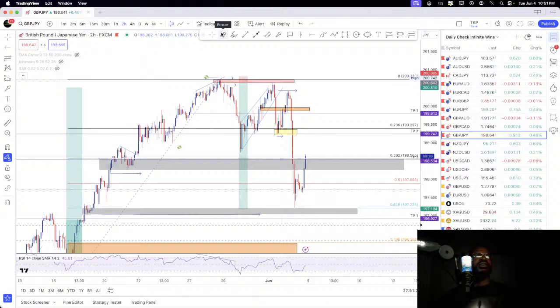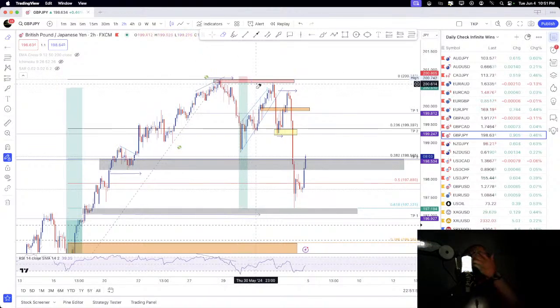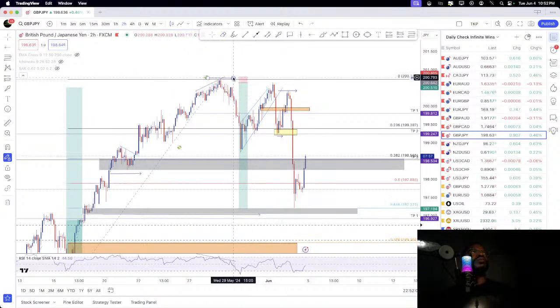Let's see. What are we going to expect next with price? Big wins. Let's get rid of that. That got played. This zone got played as well. So now we just have the liquidity present.